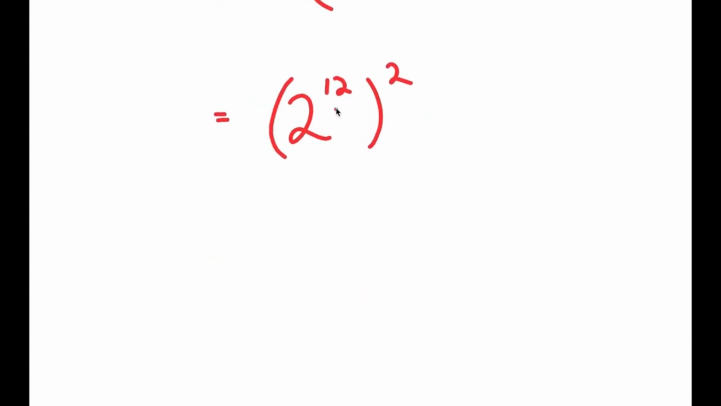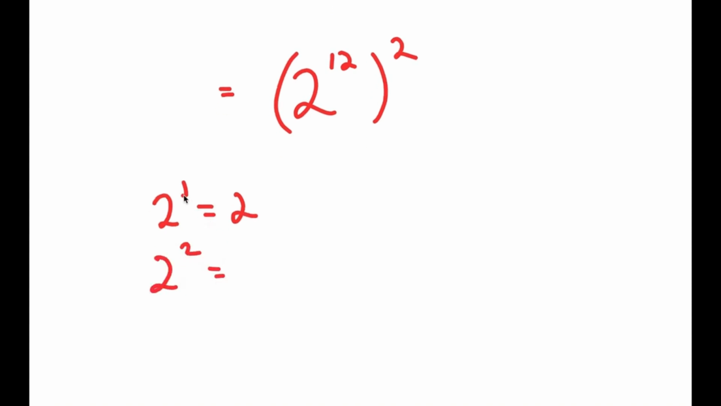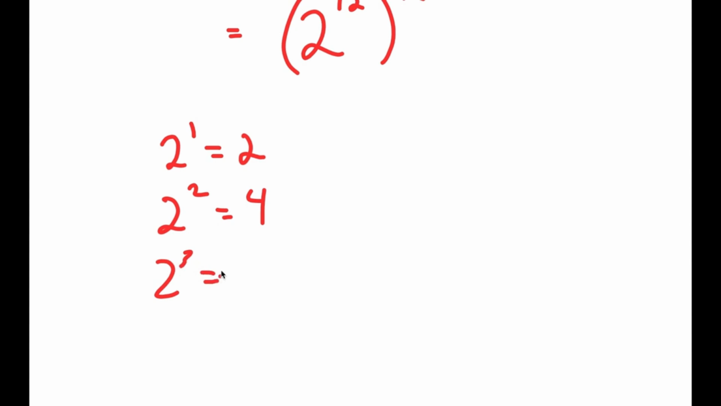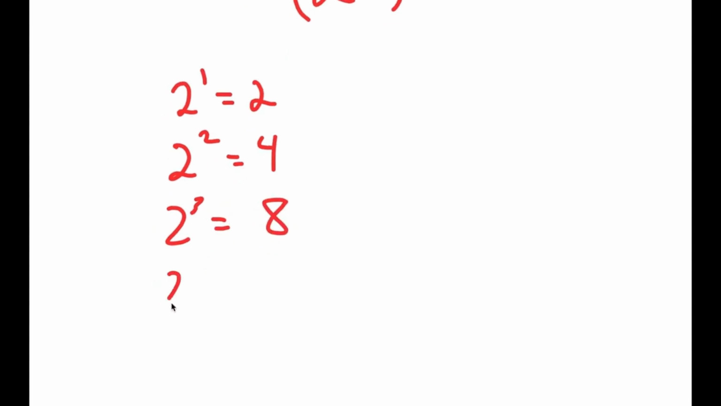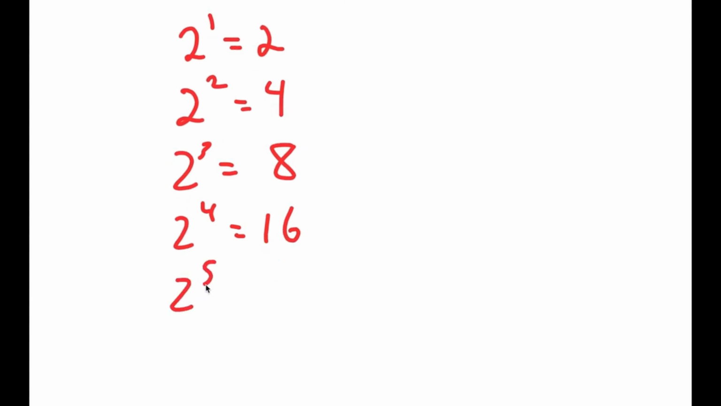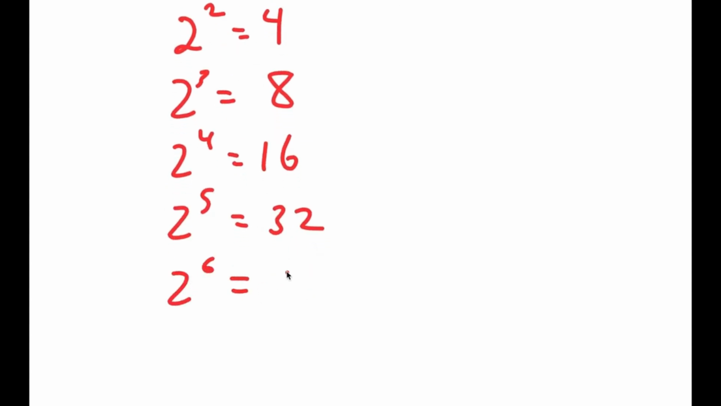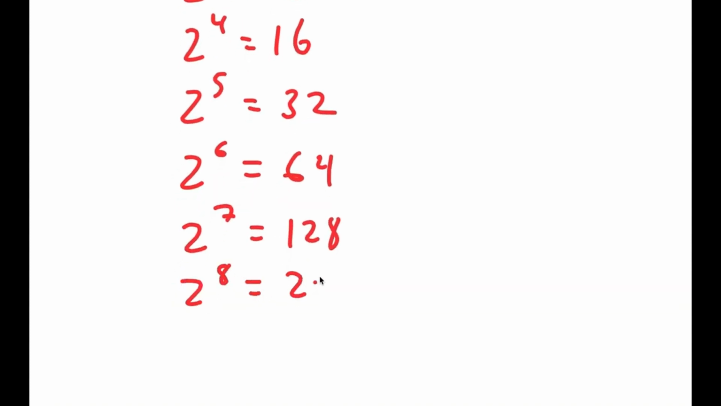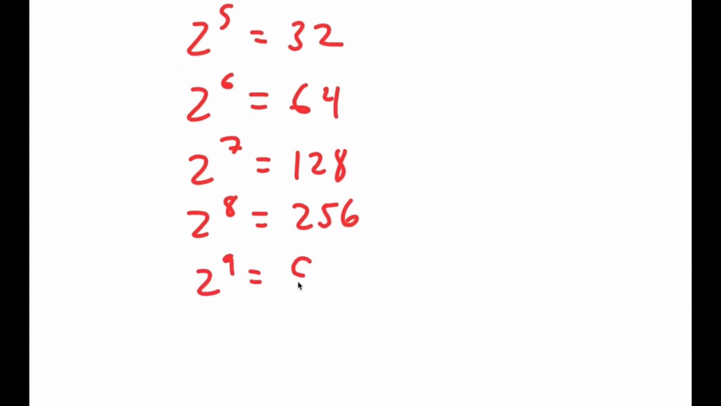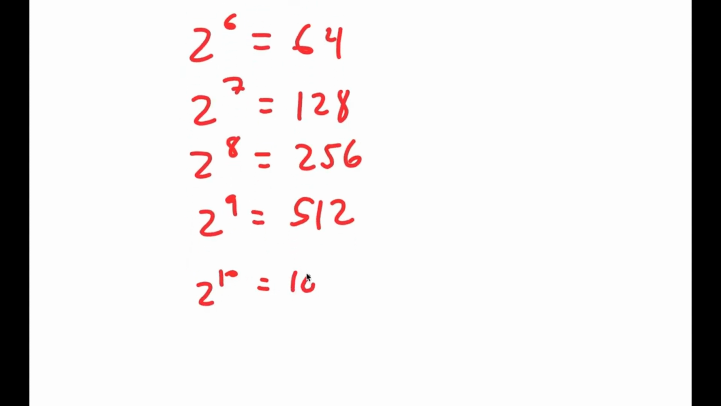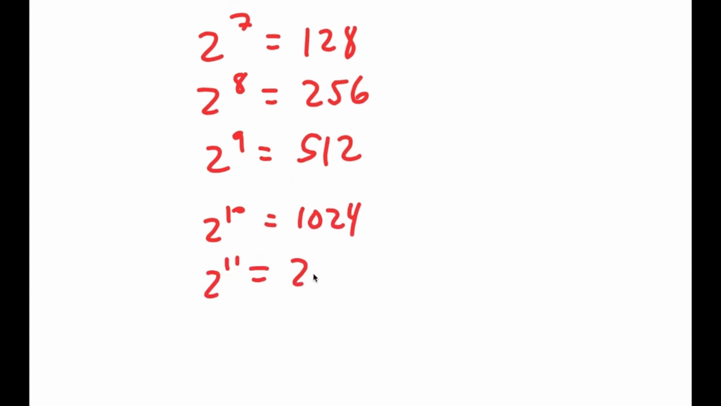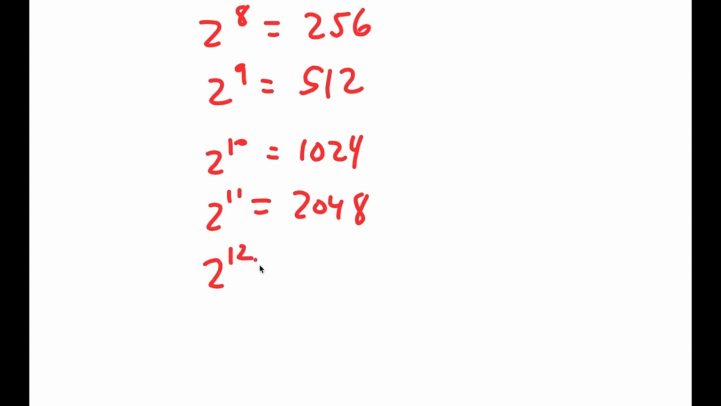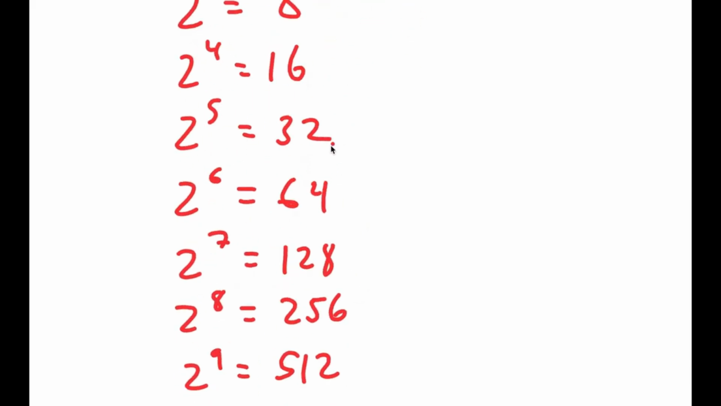And 2 to the power of 12, well, 2 to the power of 1 is equal to 2. 2 to the power of 2 is double of 2 to the power of 1, so 4. And 2 to the power of 3 is double of 2 to the power of 2, which is 8. So this pattern goes on, and I keep on doubling this until I reach 2 to the power of 12, which is equal to 4,096. So this is my value for 2 to the power of 12.